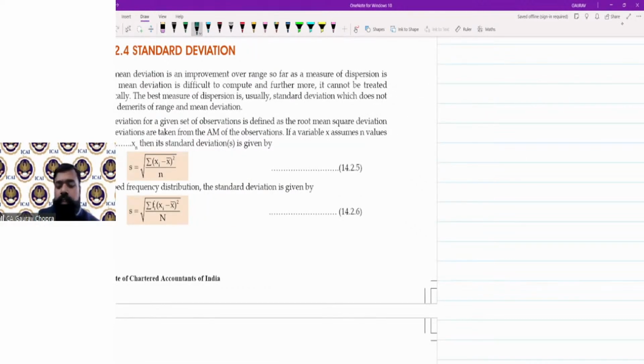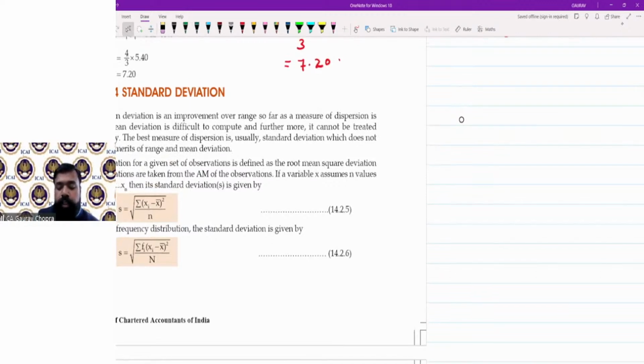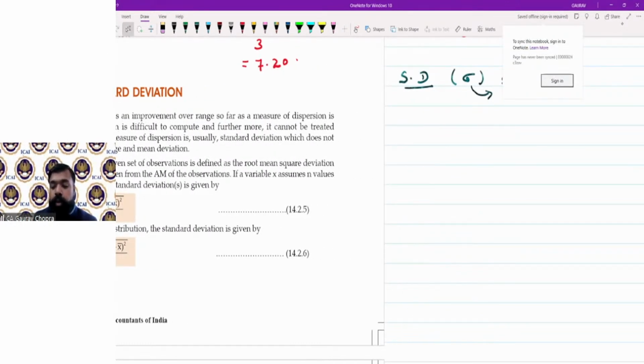So what are the basic features of standard deviation? Standard deviation is denoted by a symbol. This is the symbol of standard deviation, and this symbol is known as sigma. Also, it is known as neta. So you can say it sigma or you can say it neta.